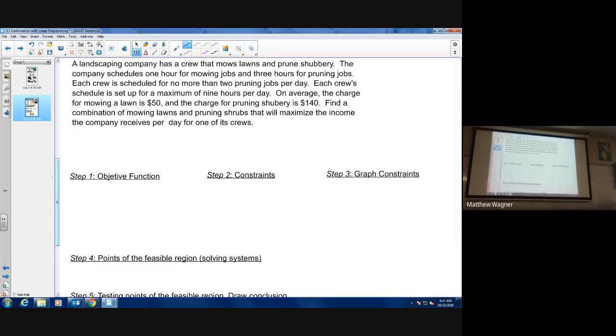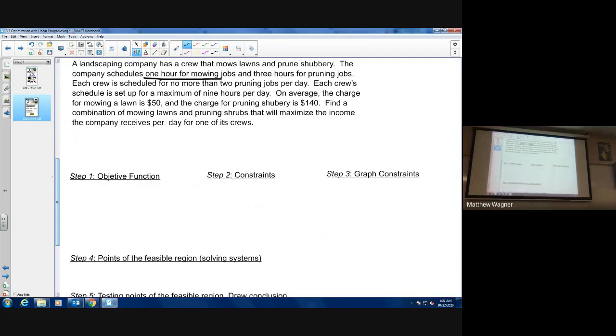And again, each step isn't super challenging in itself, okay? So we're looking at a landscape company. They mow lawns and prune shrubbery. The company schedules 1 hour for mowing lawns and 3 hours for pruning jobs. Each crew is scheduled for no more.